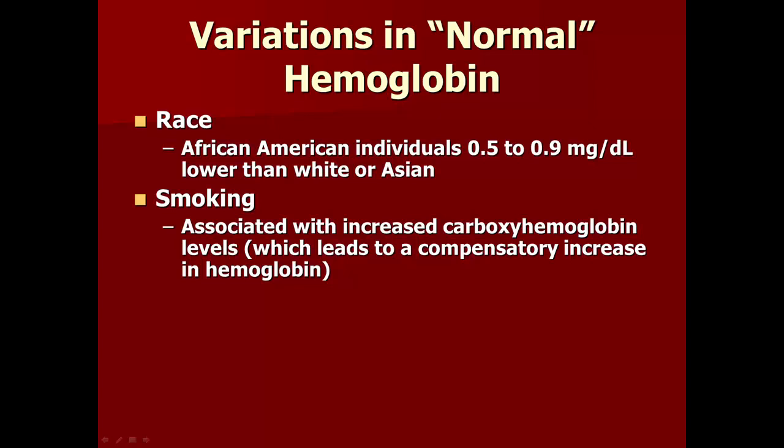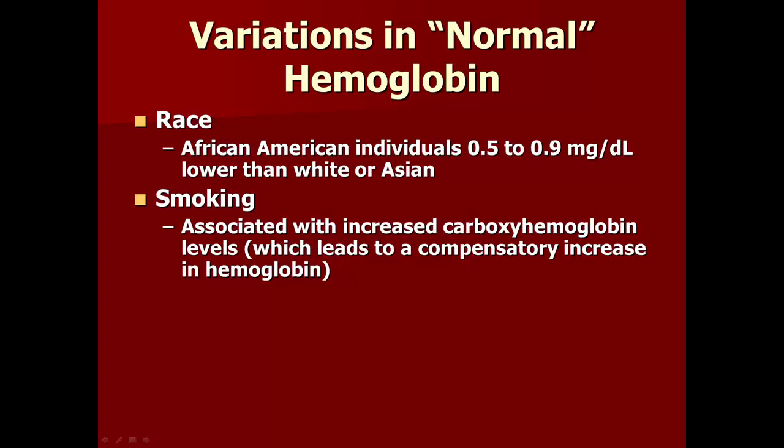Other variations that we want to be aware of include race and smoking. African American individuals tend to have a slightly lower hemoglobin, and you can see that there, than white or Asian individuals. I've not seen the information related to Hispanics, so I can't share that information. What that means then is the symptoms of anemia and an anemia may occur a little bit earlier in an African American individual than someone who has a white or an Asian background.